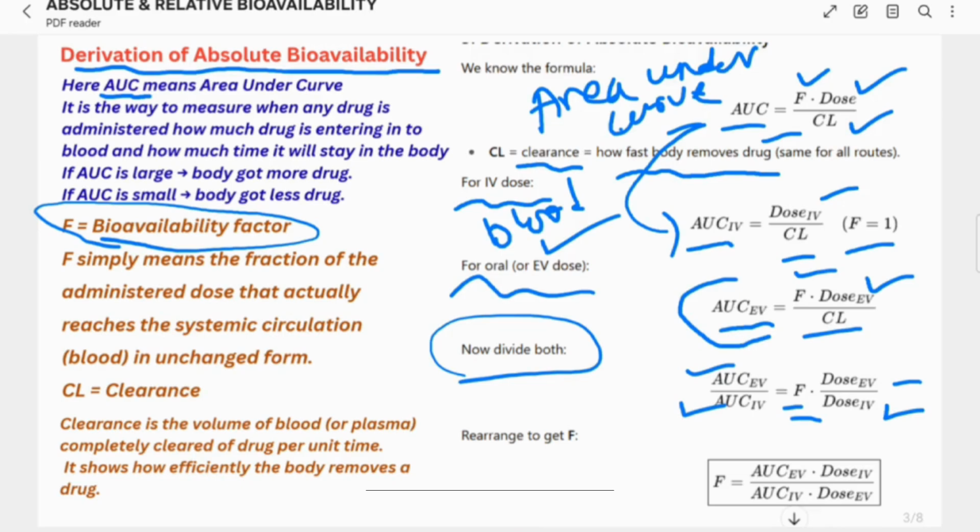Now we rearrange the equation: F is equal to AUC EV into dose IV, divided by AUC IV into dose EV. This equation can be used to measure the absolute bioavailability.